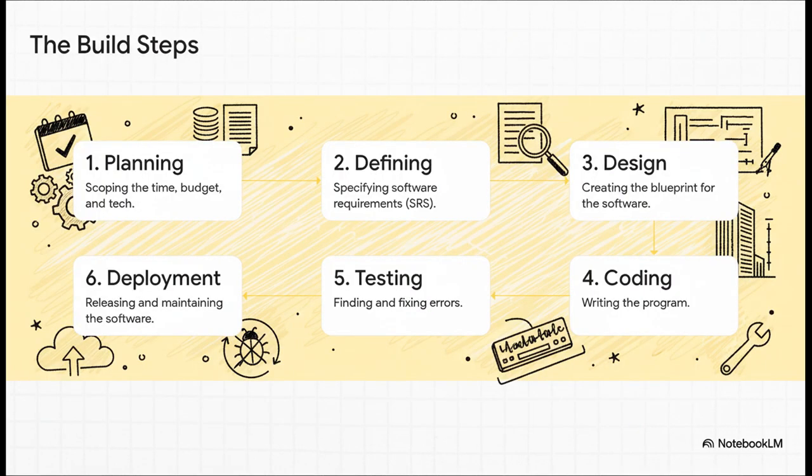So no matter what you're building, pretty much every project goes through these same basic steps. You've got to have a plan, right? Figure out the time, the money, the tech. Then you define exactly what it needs to do. Then you design the blueprint. Then you write the code, and you're not done. You have to test the heck out of it to find all the bugs. And even after it's out in the world, the work continues. It's a whole life cycle.